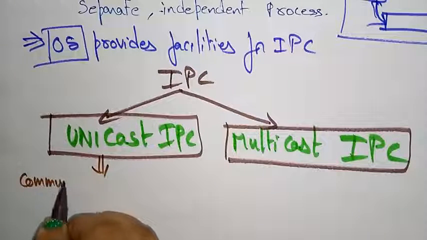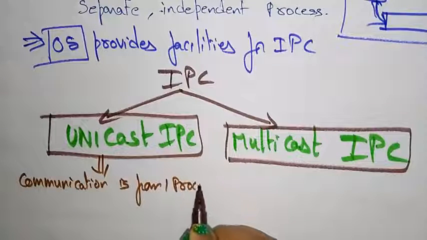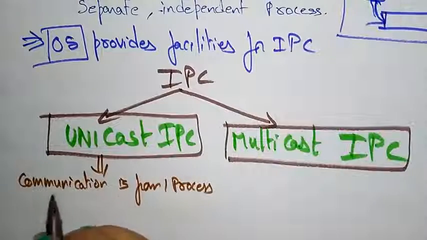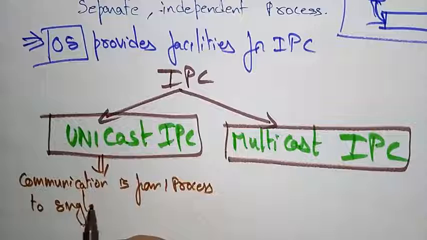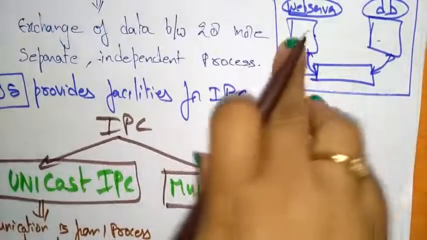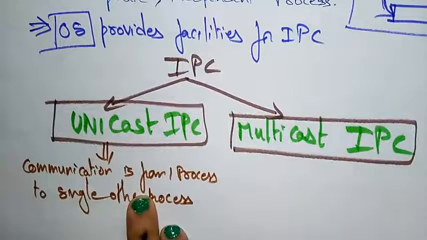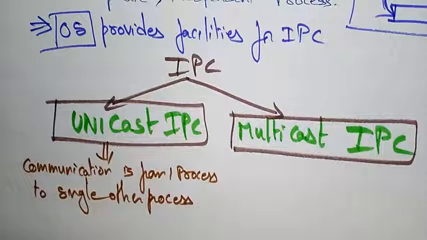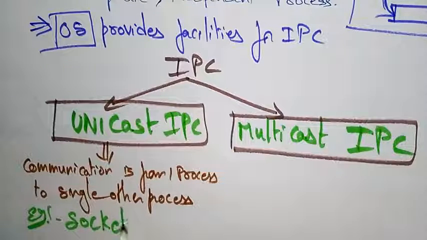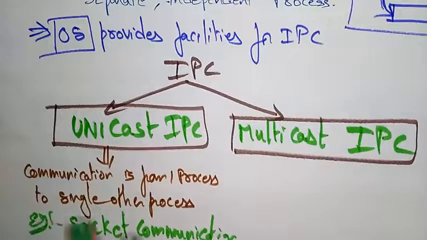So a communication from one process to a single other process, this type of communication you call a unicast inter-process communication. The example for unicast inter-process communication is socket communication. If you connect a socket between two processes, then a communication exists between those two processes, and that you call a unicast.